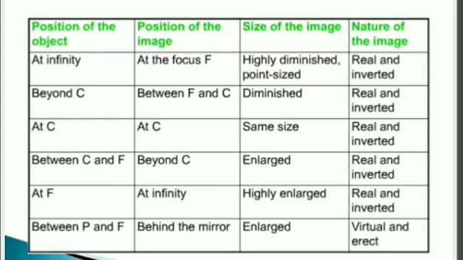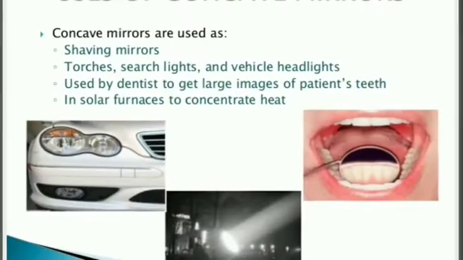So you can see that in 5 cases, at infinity, beyond C, at C, between C and F, and at F, we are getting a real and inverted image. And if we see the size of the image, earlier it is highly diminished, then point size, then diminished, then same size, then enlarged, and after that highly enlarged. Only one case is there in which we are getting a virtual and erect image. That case is when we keep the object between P and F. So I think up to here everything is clear to you all.